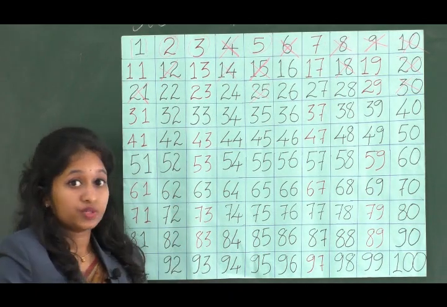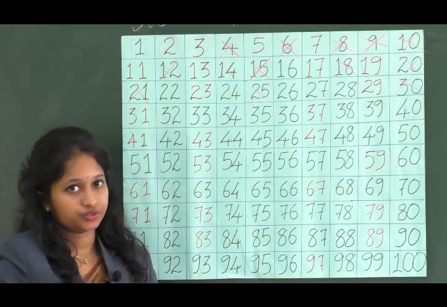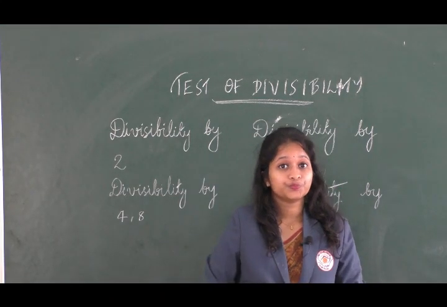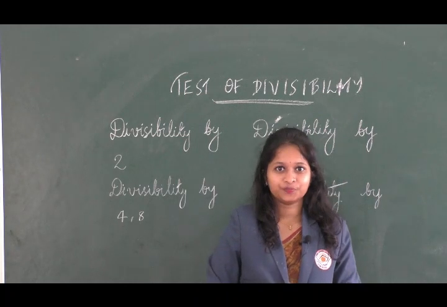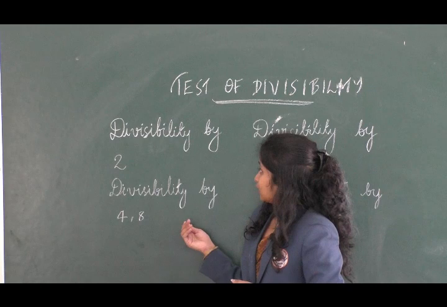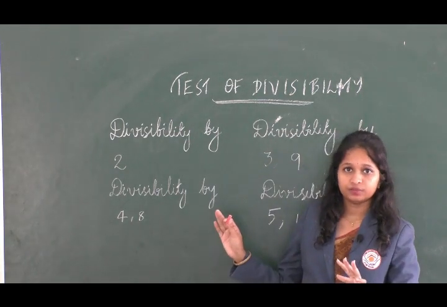And there are 25 prime numbers which are less than 100. So children, now let's move on to tests of divisibility. You all know division, right? Yes. So it will be easy for you. Now I have not arranged the numbers in order.